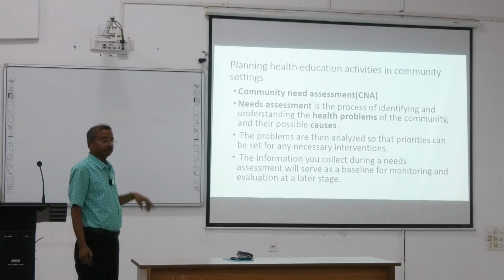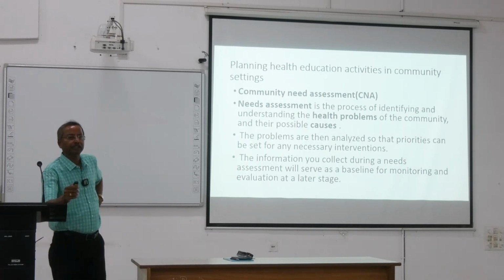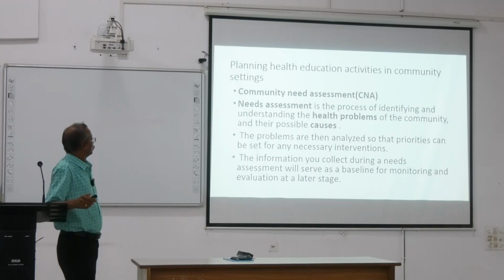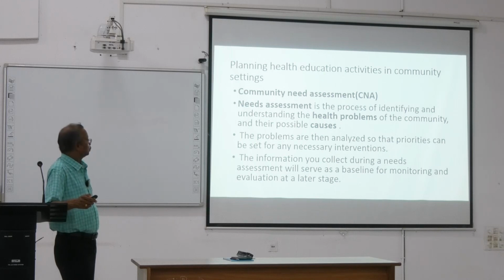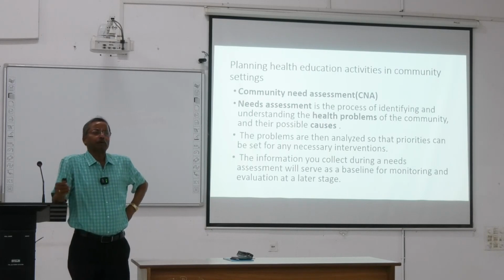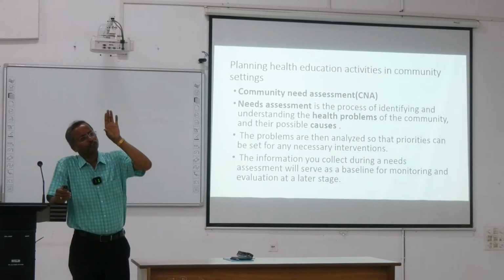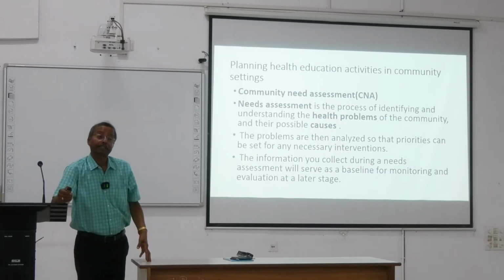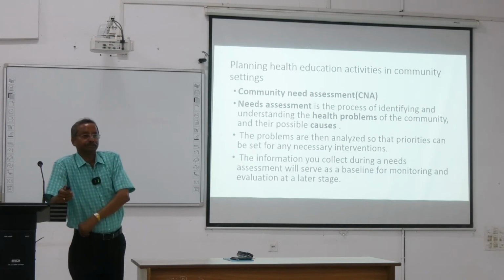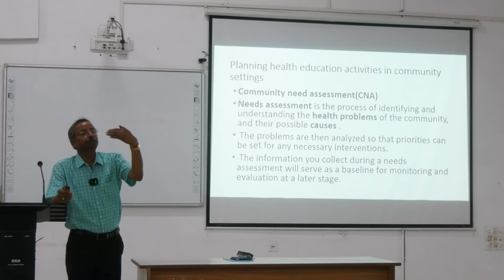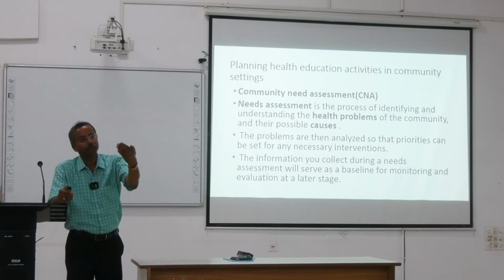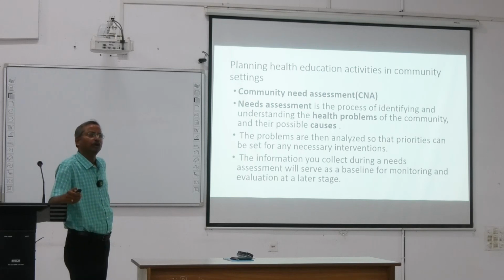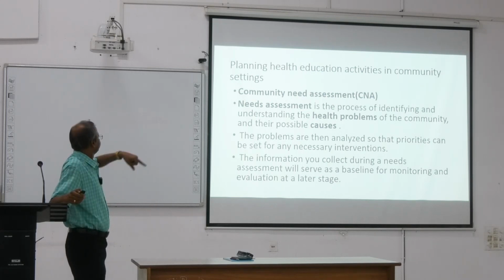So what you have to do? You have to identify what health problems are prevailing in the community and what are the probable causes. Then the problems are analyzed so that priorities can be set for any necessary intervention. It may so happen that problems may not be only one, maybe 2, 3, 4, 5. Then you have to prioritize which problem to tackle first, or what is the main pressing problem, according to importance in the sequence 1, 2, 3, 4. So first you will undertake activities to solve or minimize problem number one.